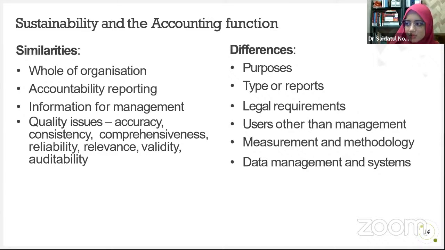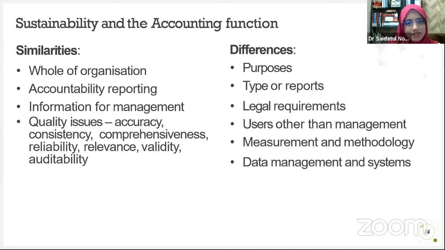In terms of legal requirements, it is also different. Financial reporting is required in Malaysia by the Companies Act. But sustainability reporting is only required for listed companies. We also have a lot of unlisted companies, private companies that are not in the listings, so they do not have to produce any sustainability reports. So it's different between annual reports in financial accounting and sustainability accounting. As for users other than the management, sustainability reporting is normally used much more by external users than internal ones. But financial reporting will be used by a lot of people, internal and external as well.